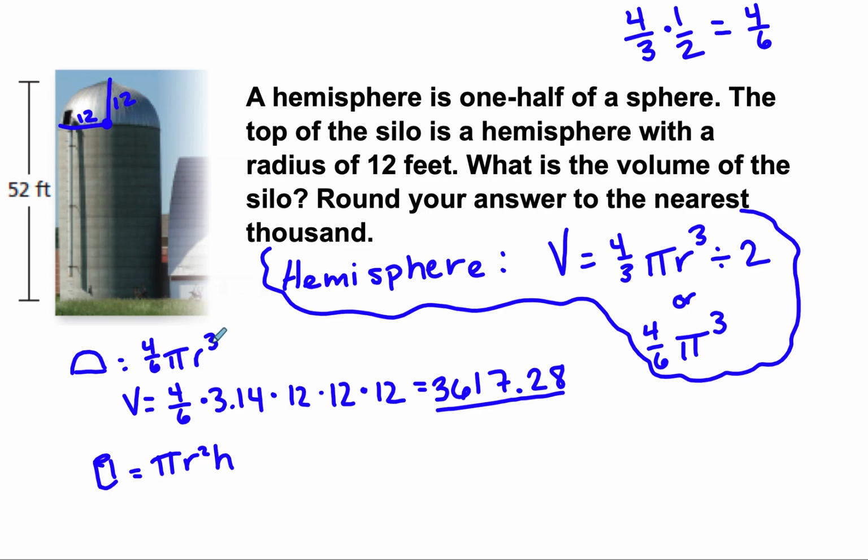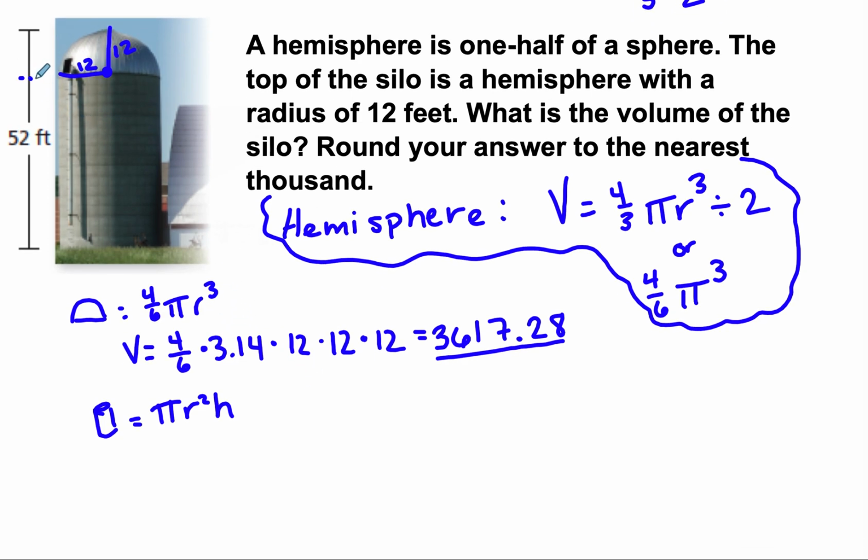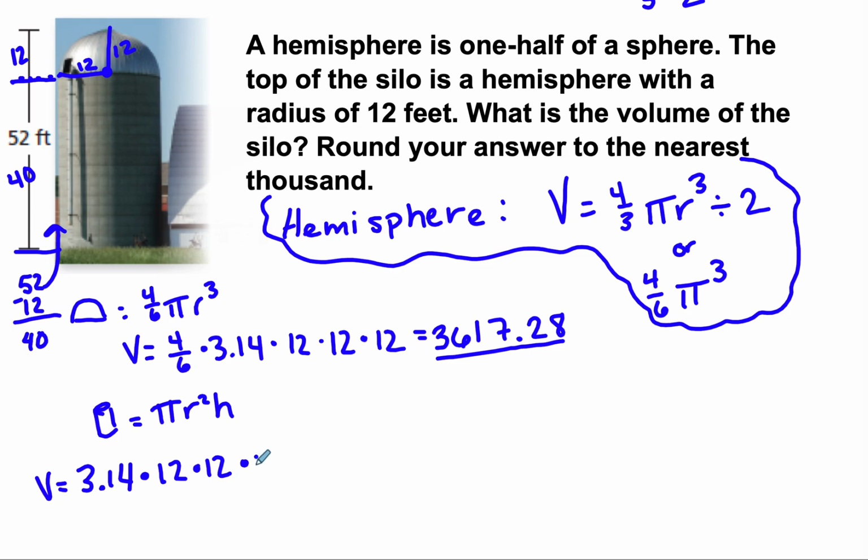So if I need to know my height, I'm going to go back over here to my picture. We said for the hemisphere, the radius from the center to the top is 12. That means this part, the height of our cylinder, is going to be 40 feet. I get that from doing the total 52 minus the 12 of the radius. That's where that 40 comes from. All right, well now I know the information I need for my formula. Volume equals 3.14 times my radius squared, 12 times 12. It is the same radius as the hemisphere, times my height of 40.